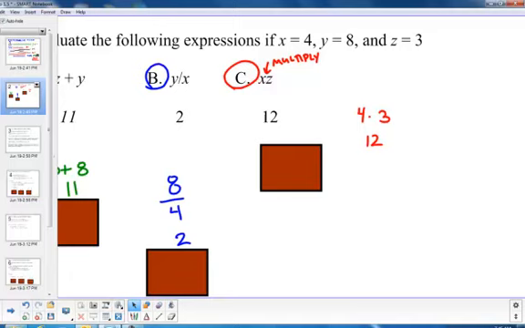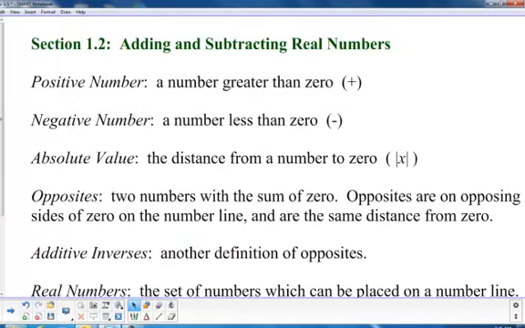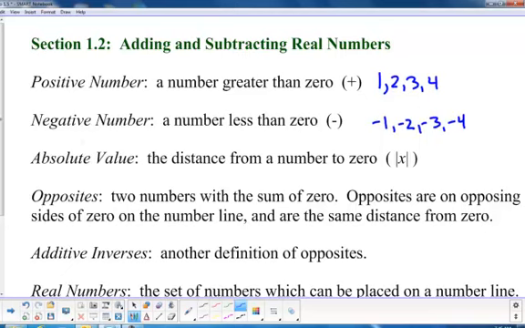All right, some more definitions. I'm actually going to have you add to this sheet because you need to. So, a positive number is a number greater than 0, like 1, 2, 3, 4. A negative number is less than 0, like -1, -2, -3, -4.